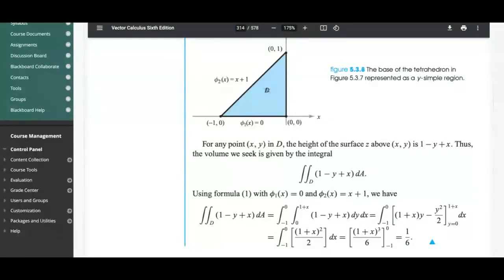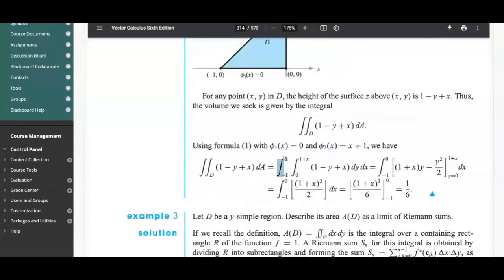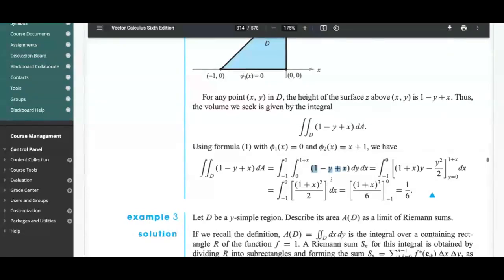So the region is a triangle, and we can set up. The x direction goes from -1 to 0. The y direction goes from 0 to 1 plus x. Then the integrand is 1 minus y plus x. Where does that come from?